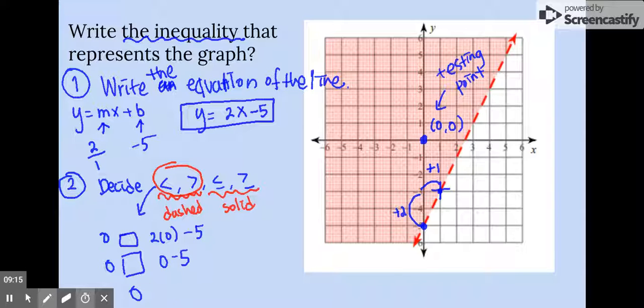So what do you think? 0 compared to -5, is it greater than or less than? 0 is here and -5 is here, right? 0 is greater than -5. So you just keep this inequality sign, and the inequality sign here. So the answer is going to be y greater than 2x minus 5.